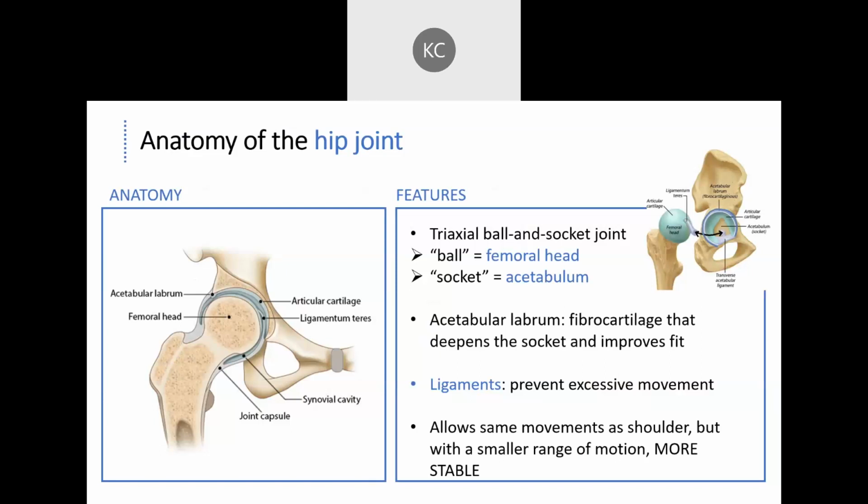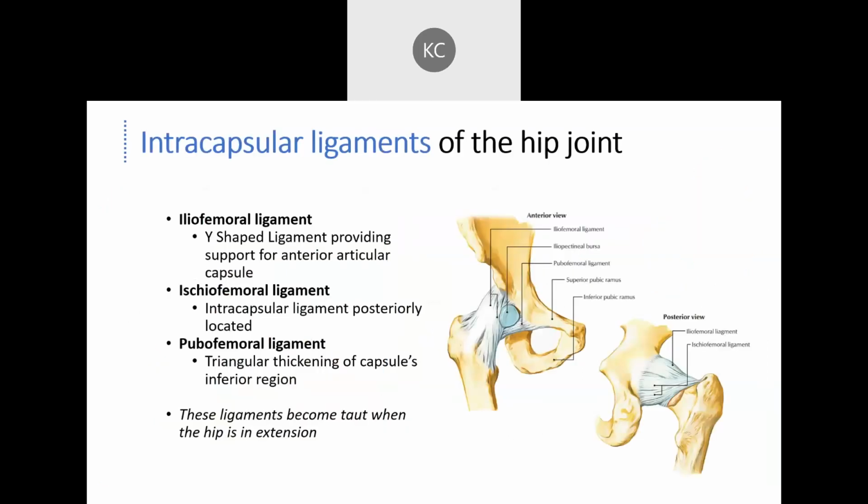One of the stabilizers of the hip is muscles, so you have some internal and external hip rotators. You also have various ligaments as well. If we look at some of these ligaments, they are named according to the bones that they attach to, and they're very descriptively named.